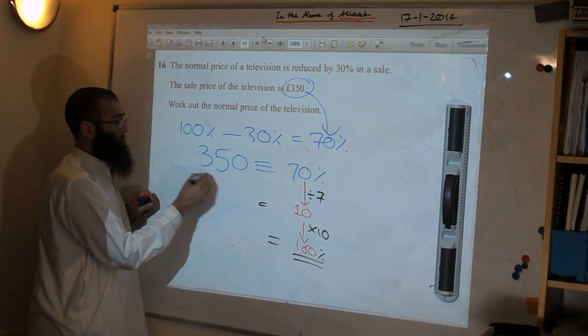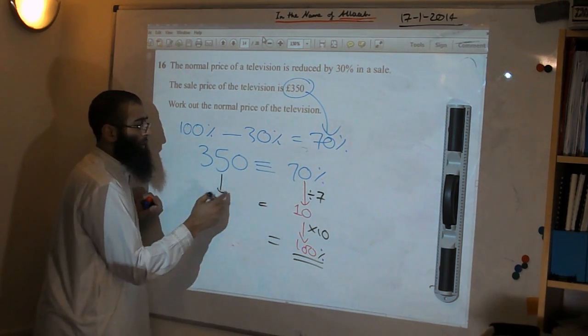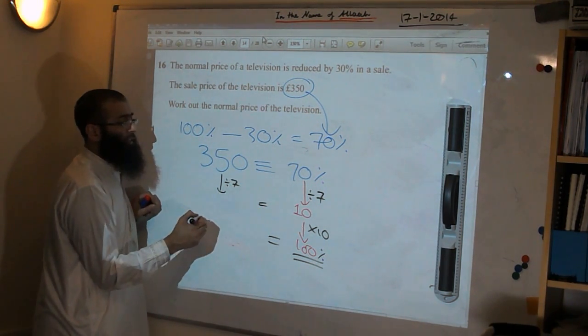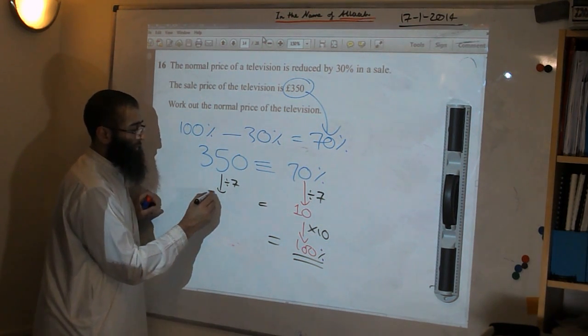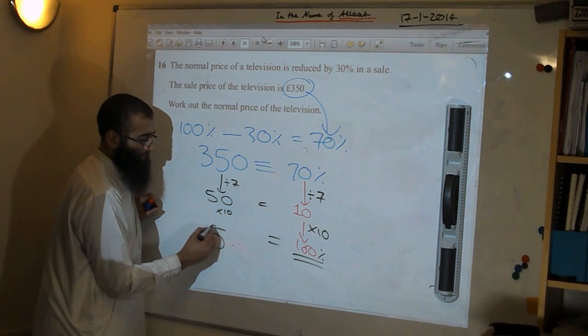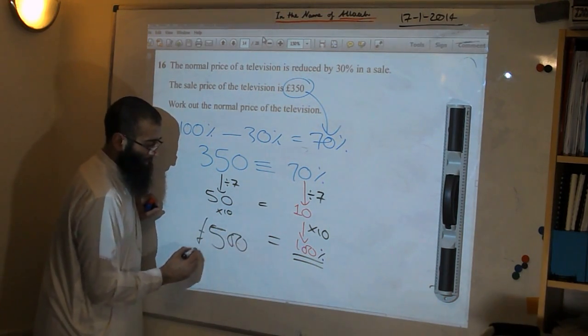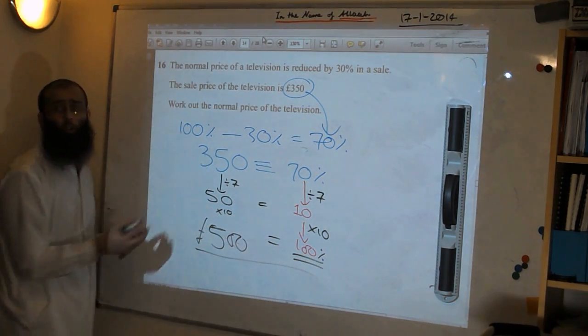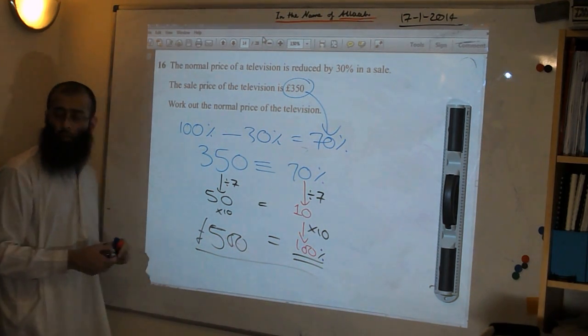Now 350. What you do on the right, you do on the left. 350 divided by 7 is, folks? 50. And then 50 times 10 is? 500. So the normal price of the TV was £500.